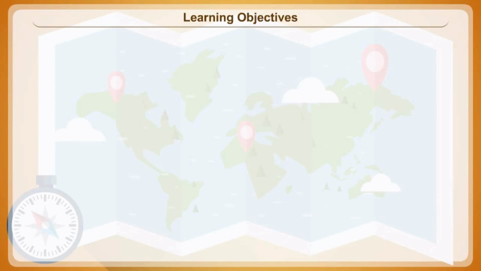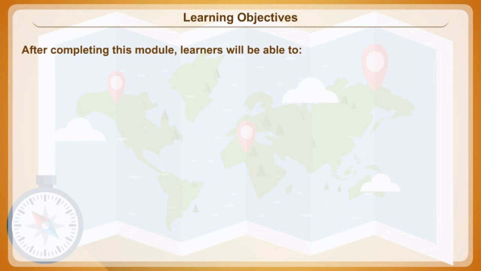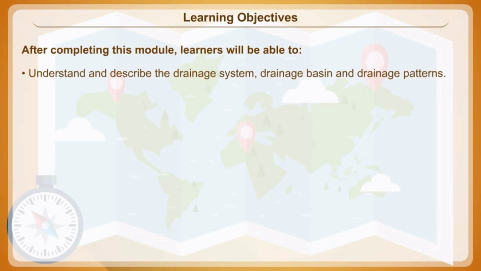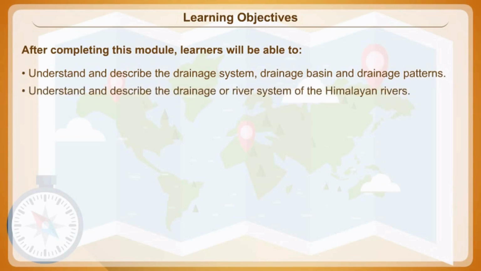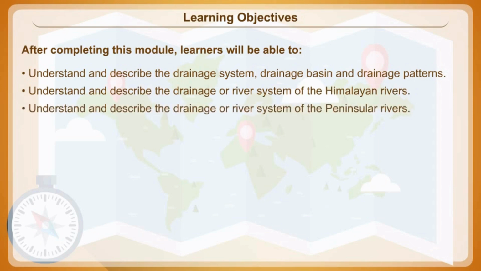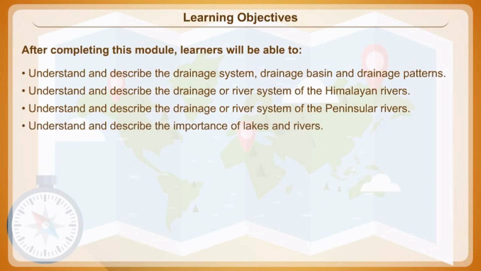Learning Objectives. After completing this module, learners will be able to understand and describe the drainage system, drainage basin, and drainage patterns. Understand and describe the drainage or river system of the Himalayan rivers. Understand and describe the drainage or river system of the peninsular rivers. Understand and describe the importance of lakes and rivers. Understand and describe the river pollution and its causes.